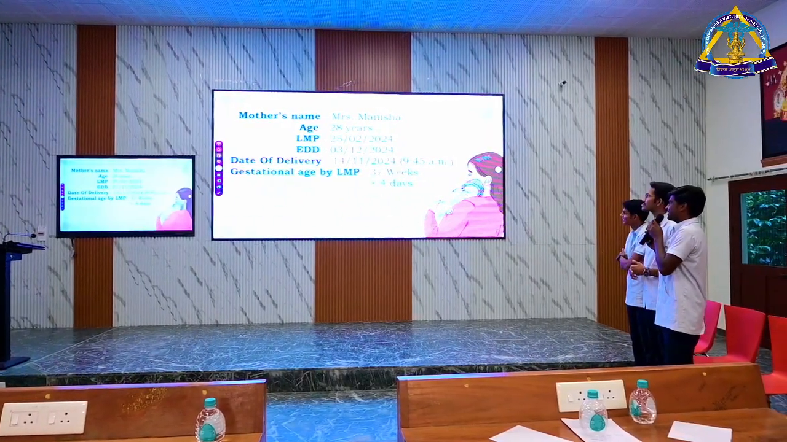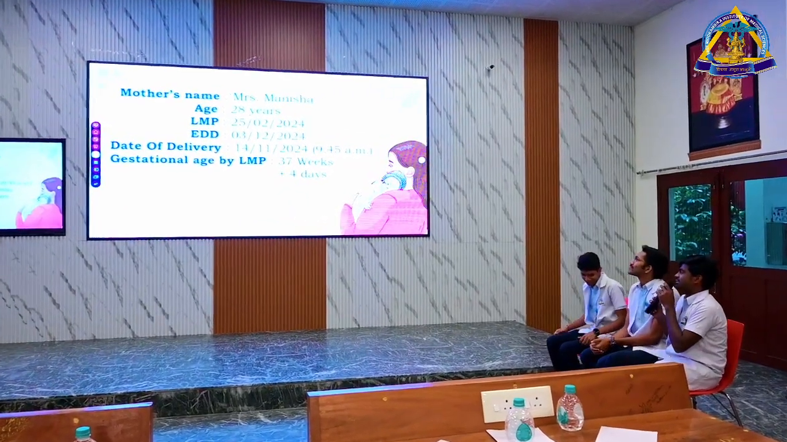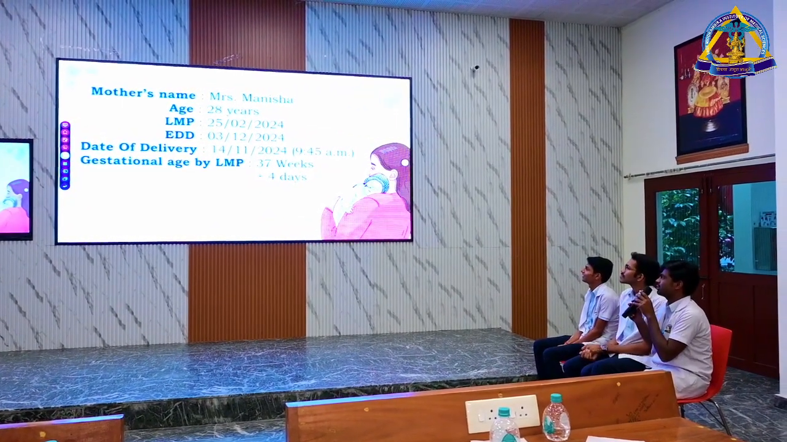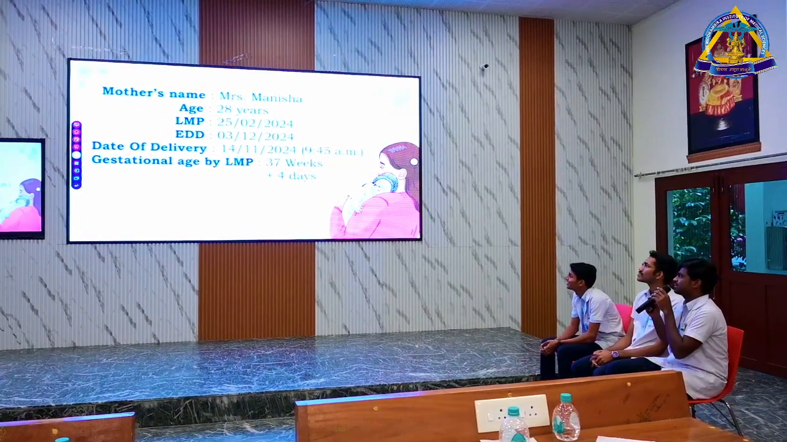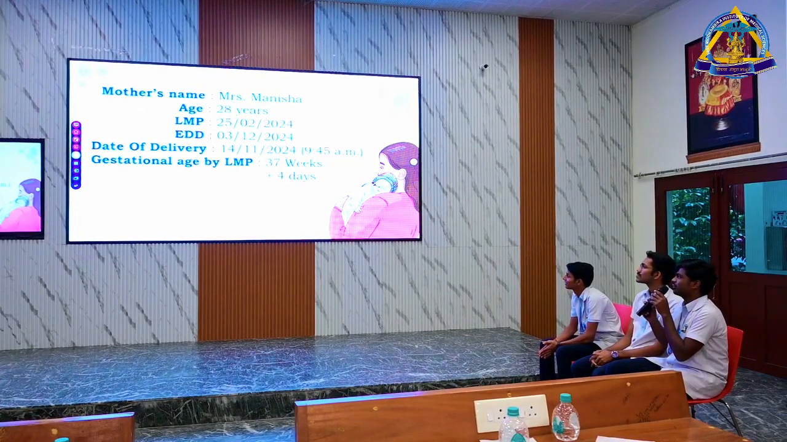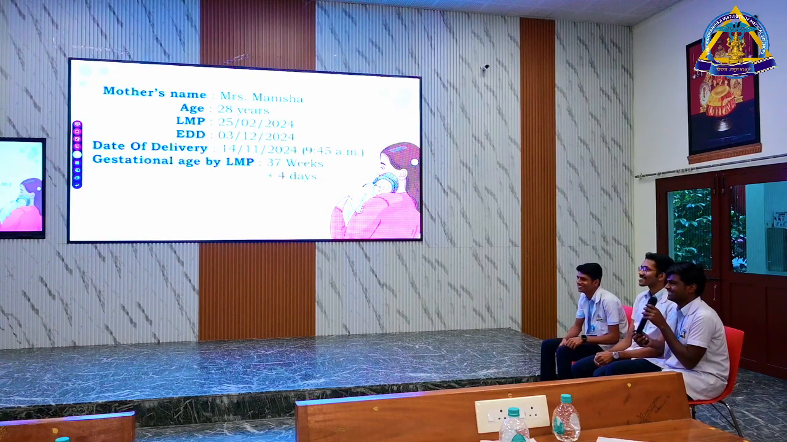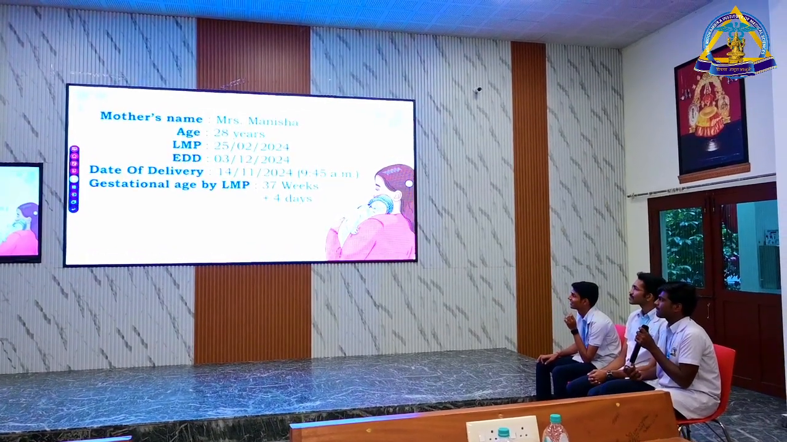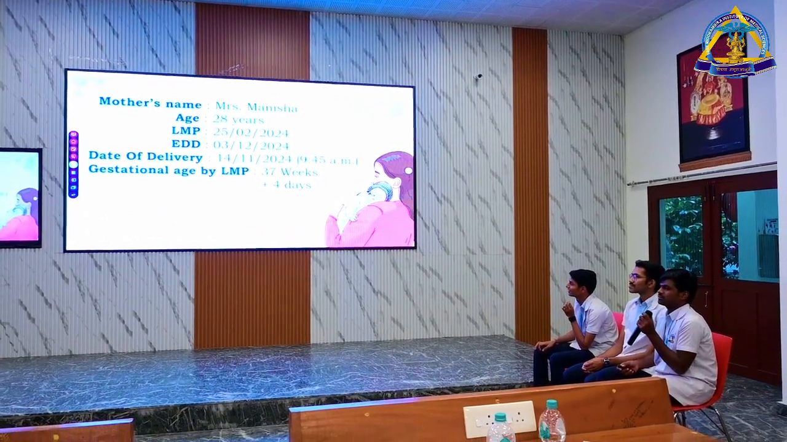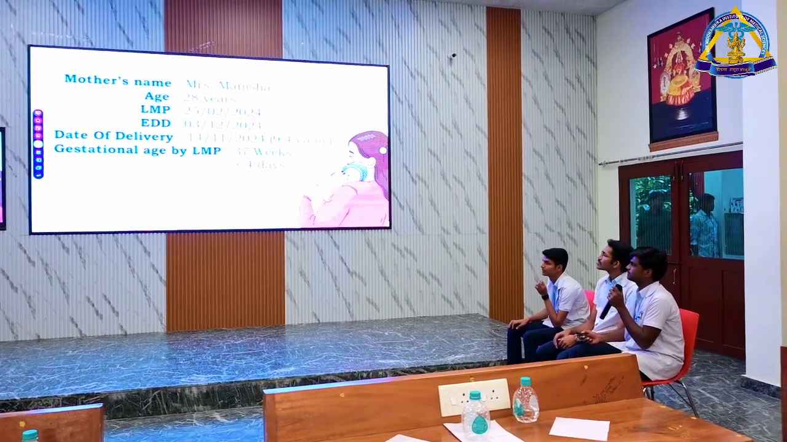Mother's name Mrs. Monisha, age 28 years, LMP 25 to, EDD 41. What is the gestational age of the child? You tell me. It is already written. So the date of delivery was 14th. So how many weeks before roughly? 3 weeks before. That is why the gestational age is 37 weeks. Okay. So EDD means 40 weeks. Just remember that much.